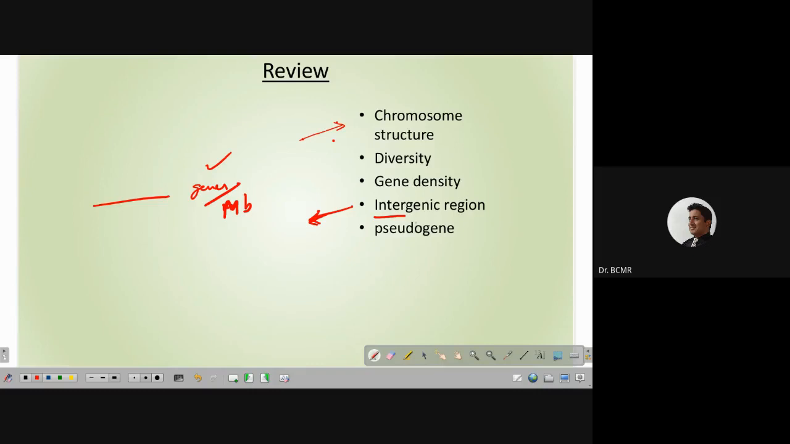Intergenic region: the region between two genes is the intergenic region. This is the intergenic region here. We will talk about pseudogenes and other things in the next class. If you have any questions, you may please ask.